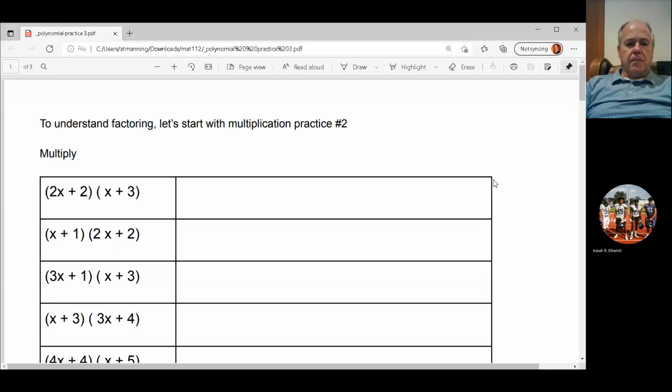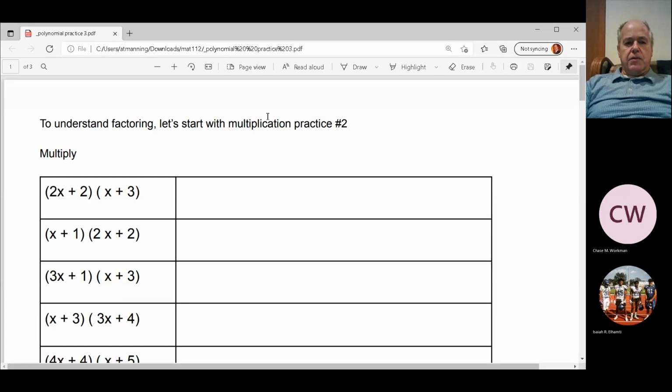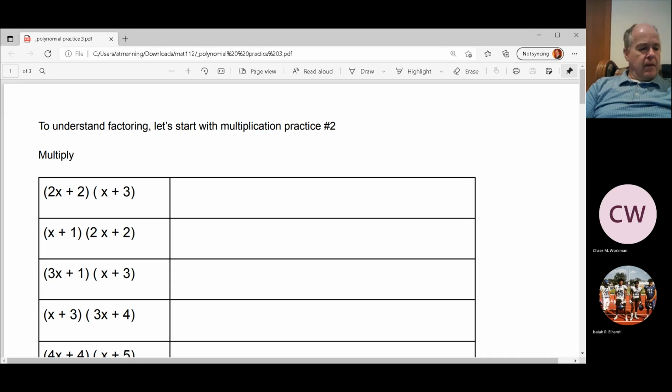All right, display a window, factoring polynomials. Here we go. Going to do a couple. First of all, we'll go forward multiplying, and then we'll practice the factoring going the other direction. All right, so I'm going to grab my stylus. Just do a little practice for review. Get your brain warmed up here.